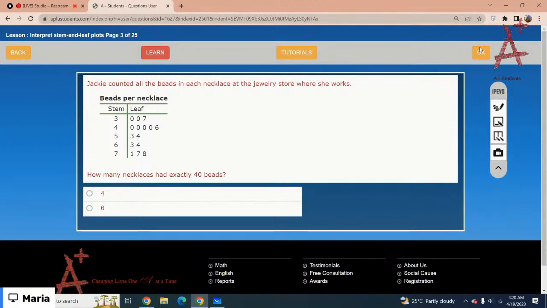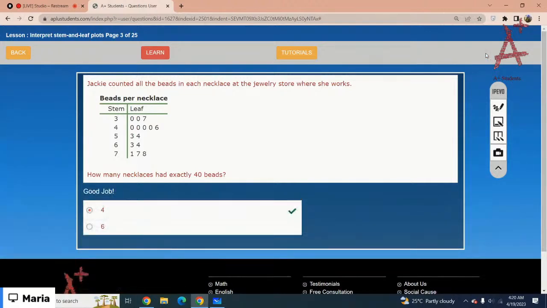So 4 beads have exactly value. Got it? Yes, you can see the stem 4 and you have 4 times 0, so it would be 4. Correct option is 4.